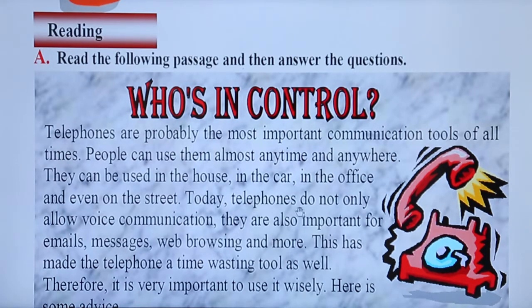Today, telephones do not only allow voice communication, they are also important for emails, messages, web browsing and more.